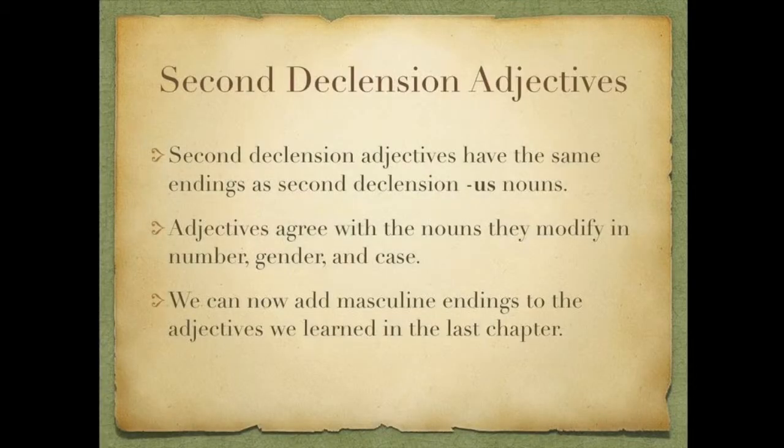Second declension adjectives. A second declension adjective has the same endings as second declension -us nouns. Remember, adjectives always agree with the nouns they modify in number, gender, and case. So now we can go back and add masculine endings to the adjectives that we learned in the previous chapter. Now we know how to form a feminine adjective with first declension endings, and we can form masculine adjectives with these second declension masculine endings.